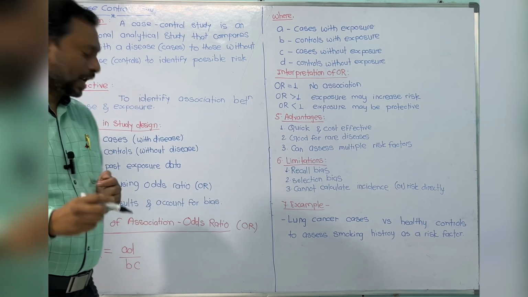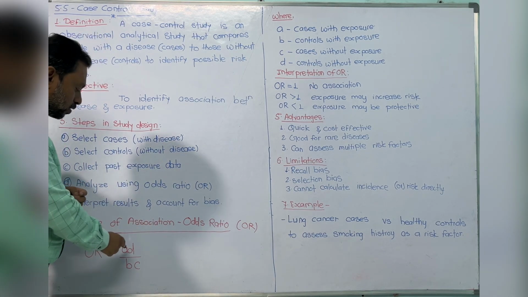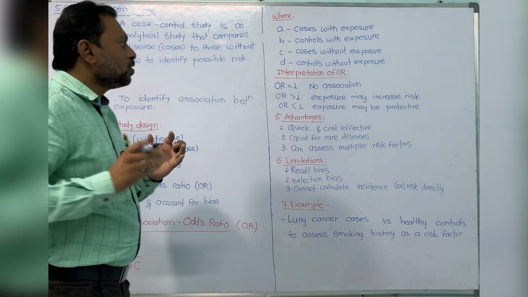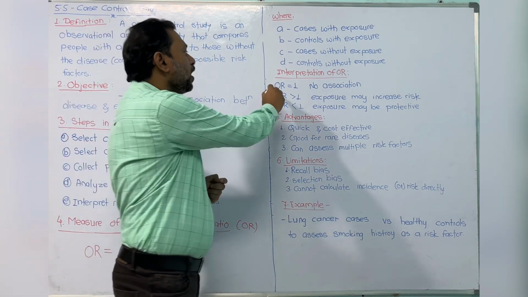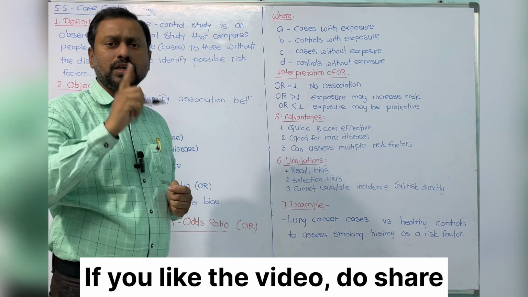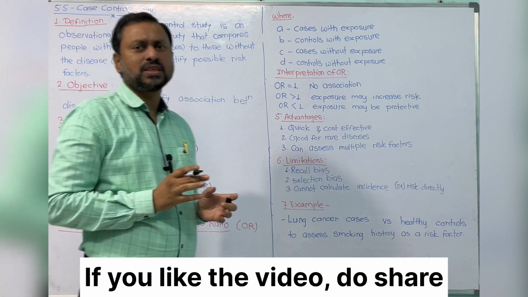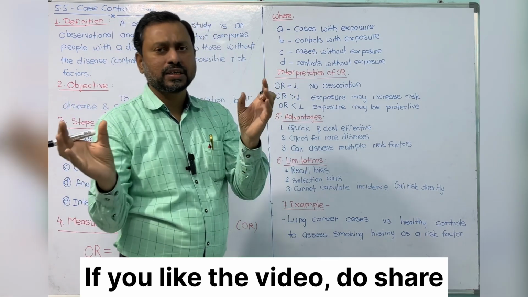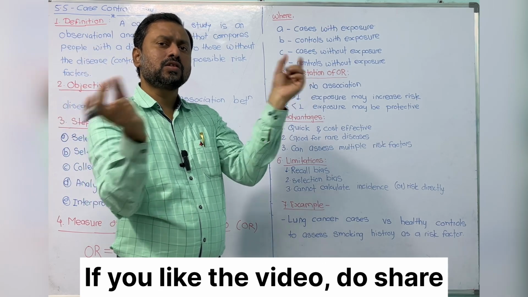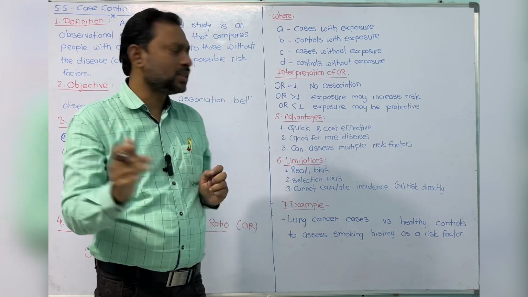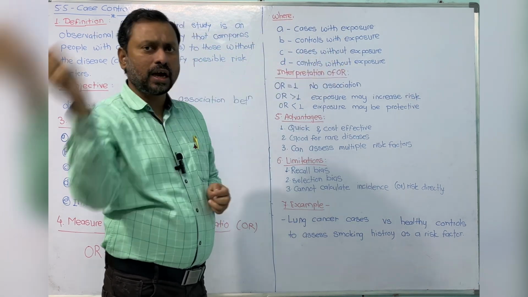Four things we are collecting and filling in this formula. Odds ratio is equal to AD by BC. While interpreting, how we have to understand: odds ratio equal to 1 is nothing but there is no association. It means that suppose the chemical industry is there, you are analyzing. Due to the chemical industries, the odds ratio came 1. It means that there is no relation between that chemical industries and their disease.